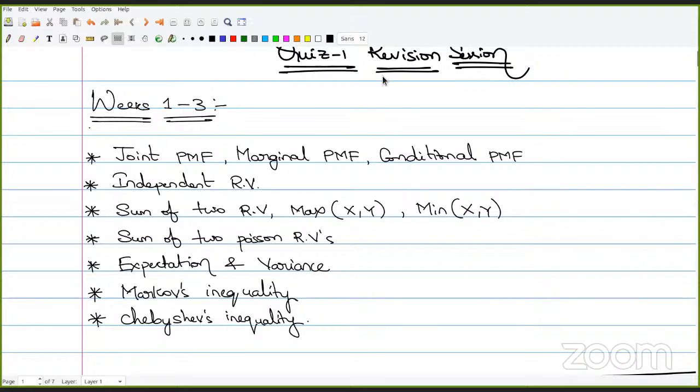Okay, and in week 3 we see expectation and variance, and we are not much worried about covariance and correlation as of now.